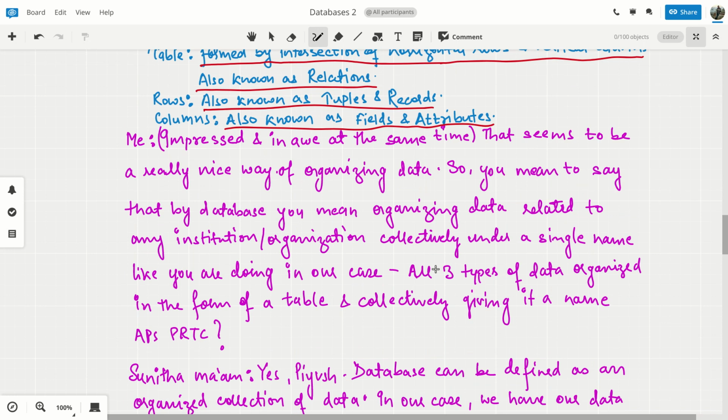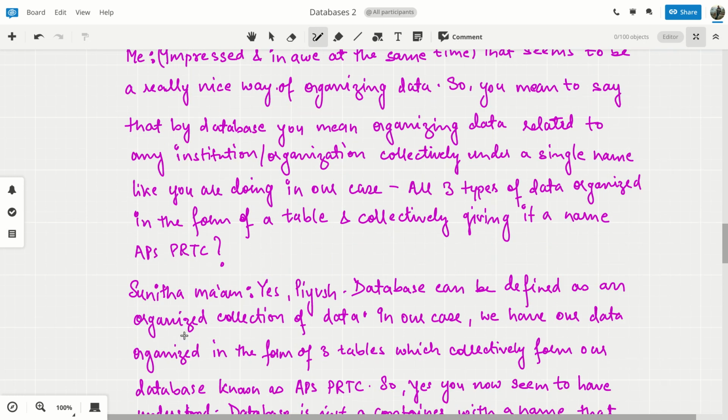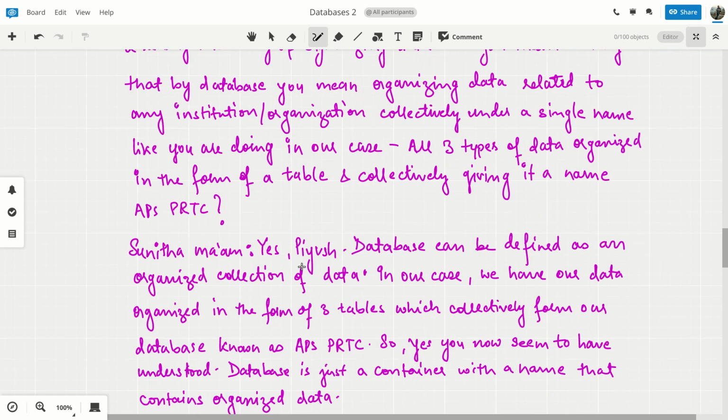So that is what I meant. All three types of data organized in the form of tables and collectively giving it a name, APS PRTC. What is that, the database? That is what you mean? She said, yes, Piyush. Database can be defined as an organized collection of data.